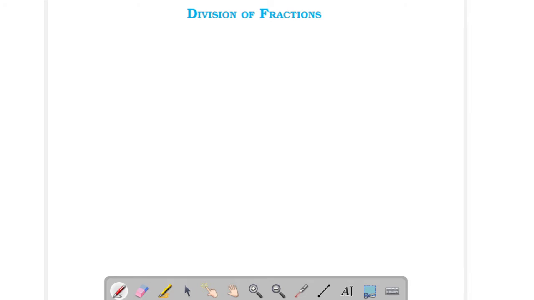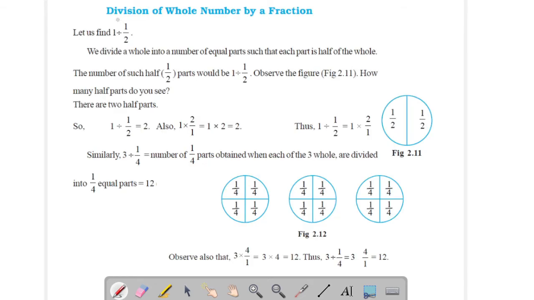Good morning, students. Today we will do division of fractions. Say, division of a whole number by a fraction. Let us find 1 divided by 1 upon 2.